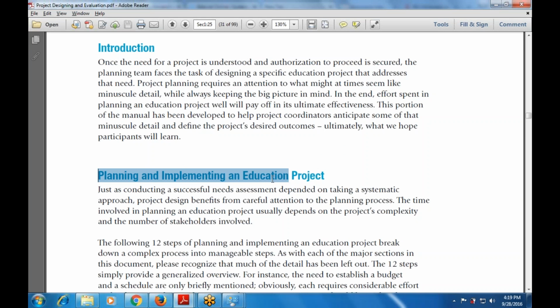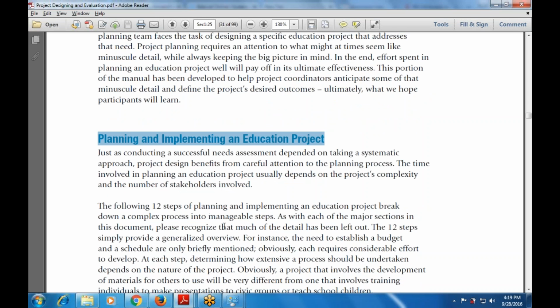The next is planning and implementing an education project. Just as conducting a successful need assessment depends on taking a systematic approach, project design also benefits from careful attention to the planning process. The time involved in planning an education project usually depends on the project complexity and the number of stakeholders involved. Whatever the number of stakeholders involved in the project planning, that depends on the project scenario, the complexity, and the number of stakeholders.